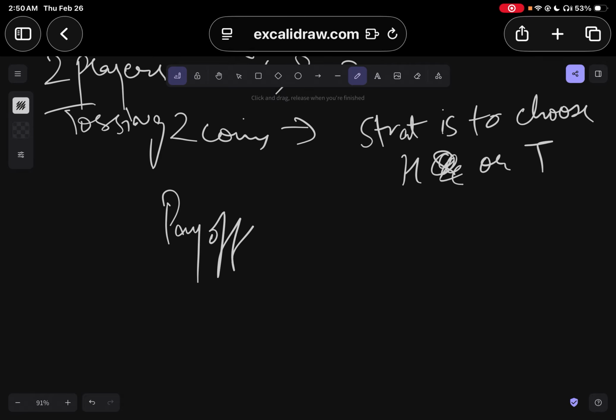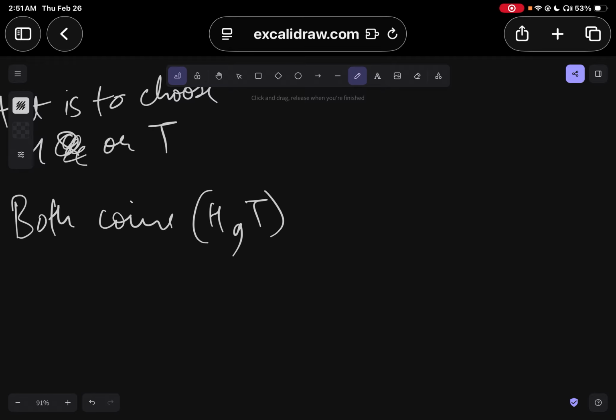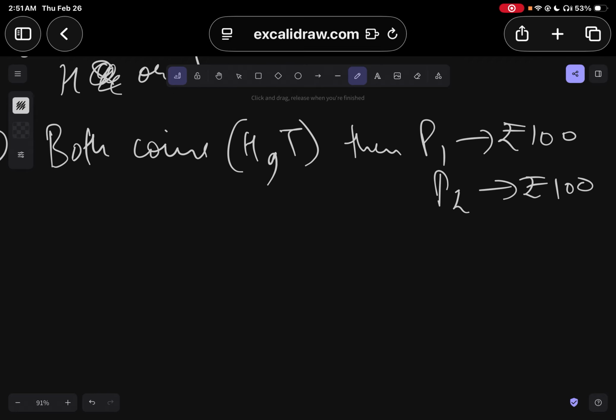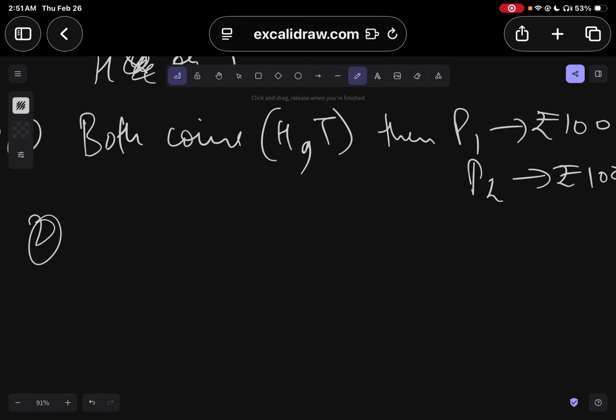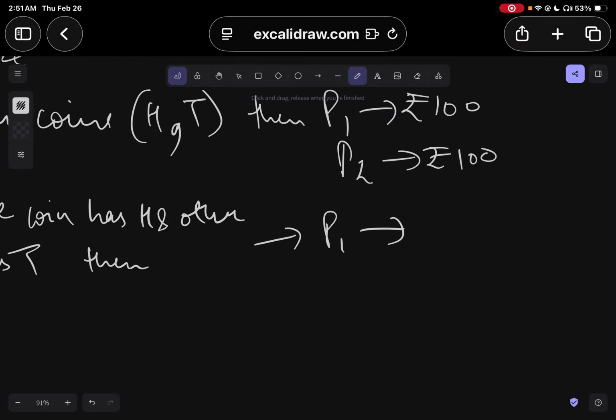The payoffs are as follows. First, if both coins get heads or both get tails, then player 1 gets rupees 100 and player 2 pays rupees 100. Second, if one coin has heads and the other has tails, then player 1 has to give rupees 100 and player 2 gets rupees 100.